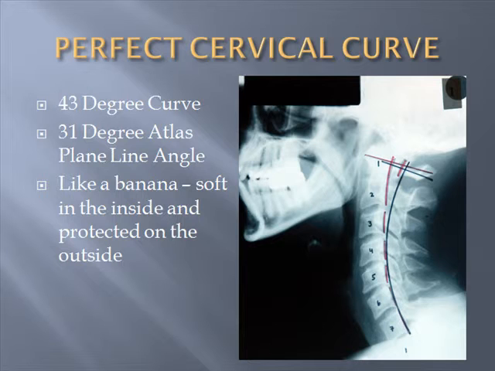The plane line angle is talking about the top cervical neck bone segment, where it's got a black line that's perpendicular to the curve line. And like a banana, it's soft on the inside and protected on the outside. That's the purpose of the spine, for protection and to house the central nervous system.